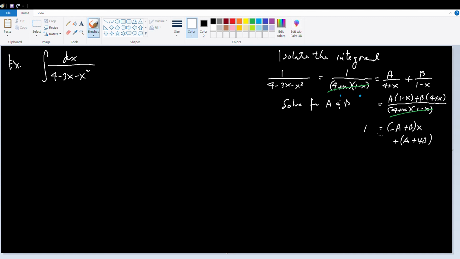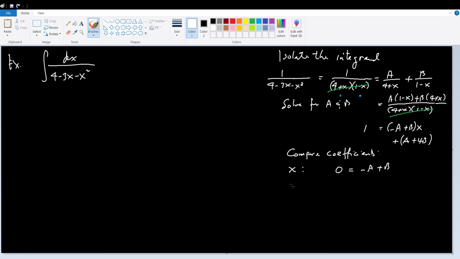Now, for these two to be equal, for the equality to hold, their corresponding coefficients must be equal. So in other words, we will compare coefficients. So the coefficient of x at the left side is 0 because there is no x term. Alright? So the coefficient of x at the left side is 0, equal to the coefficient of x at the right side, which is negative a plus b.